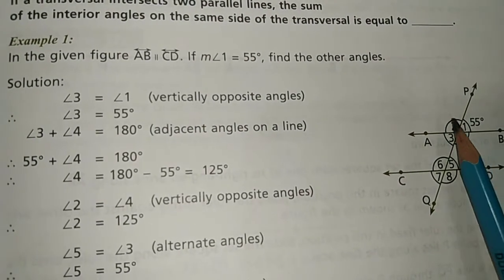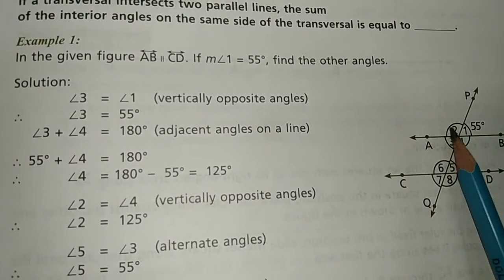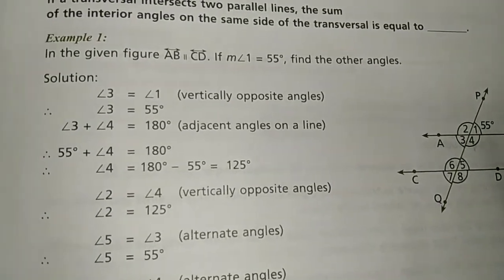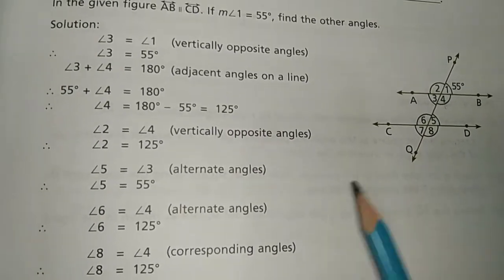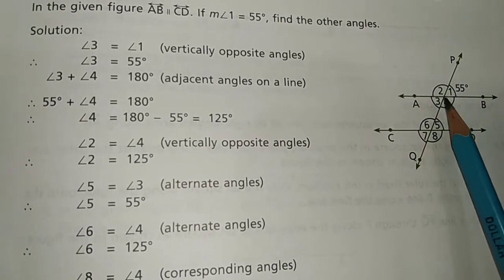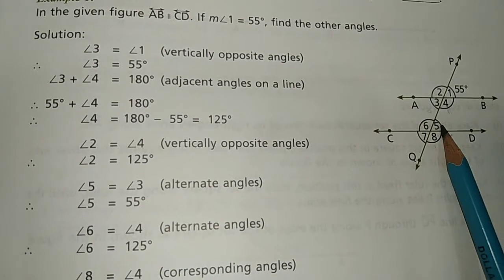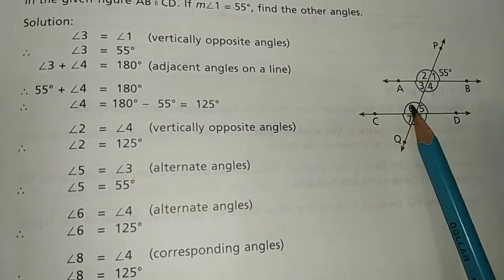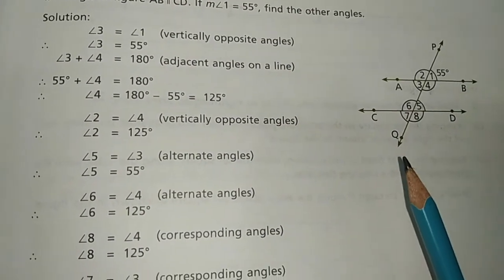Angle 2 and angle 4 are also the same, vertically opposite angles like 1 and 3. So angle 2 is also equal to 125, as angle 4 is equal to 125. Now we move to our second pair of angles, that is 5, 6, 7, 8. Angle 5 and angle 3 are alternate angles, so they are the same. Angle 3 is 55, so angle 5 is also equal to 55. And angle 6 is equal to angle 4 because they are alternate angles. Angle 4 is equal to 125, so angle 6 is also equal to 125.